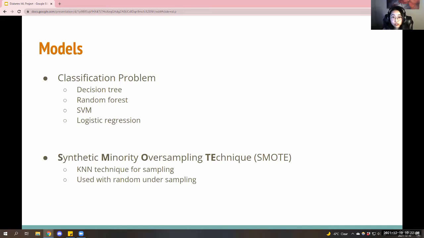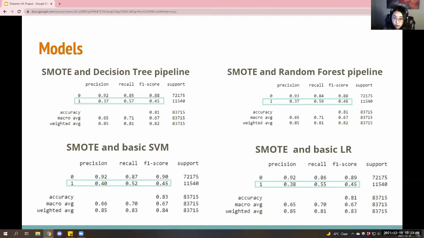For models, I chose all the relevant classification models, which are decision tree, random forest, SVM, and logistic regression. I left out KNN because, lesson learned from previous projects, it takes too long to run and does not yield good results. I also used SMOTE, which is an oversampling technique that works like KNN. It selects examples that are close in the feature space. It draws a line between the examples in that space and then draws a new sample at a point along that line. The authors of SMOTE also suggested using random undersampling in conjunction with SMOTE, so I included that as well.